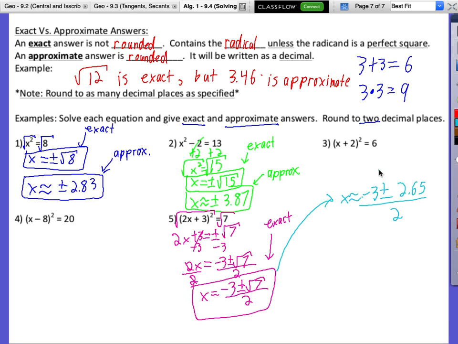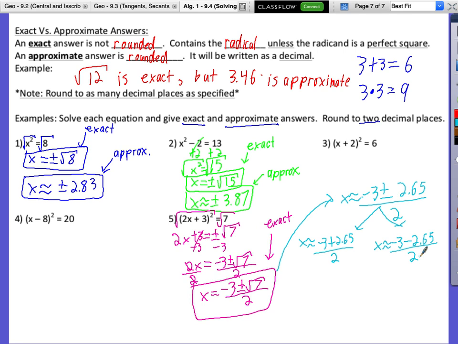But now, can we add and subtract negative 3 and 2.65? Yes, so we will. So now we'll separate these into two equations, where x is approximately negative 3 plus 2.65 over 2. And I want somebody to raise your hand for the second equation here. Okay, Chris, I'm actually going to have you help me out with that one. You didn't raise your hand. Very good.